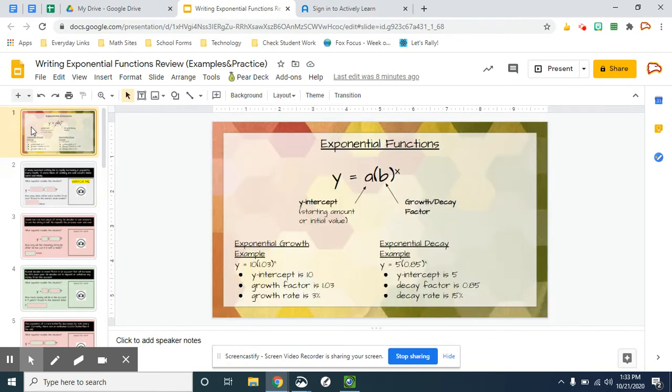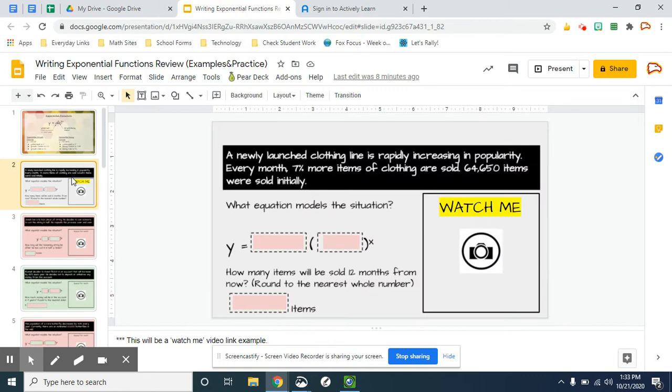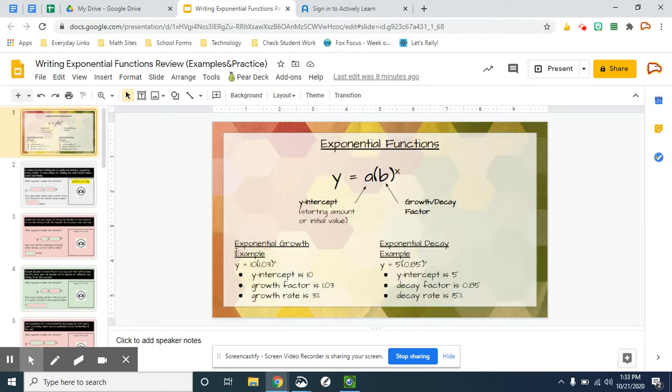So let's look back at the exponential function. A is our y-intercept. That's going to be our starting amount or initial value, or think y-intercept when x is 0. And then B is going to be our growth or decay factor. So we just looked at this example and it says 7% more. So that means that we have an example of exponential growth.